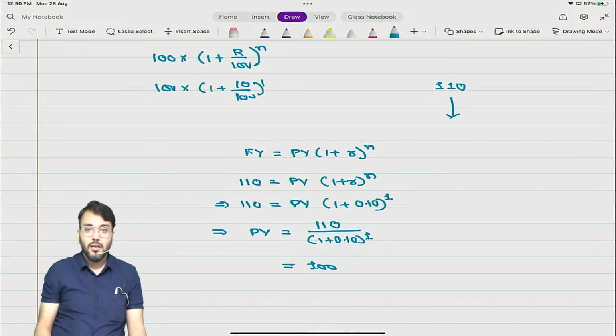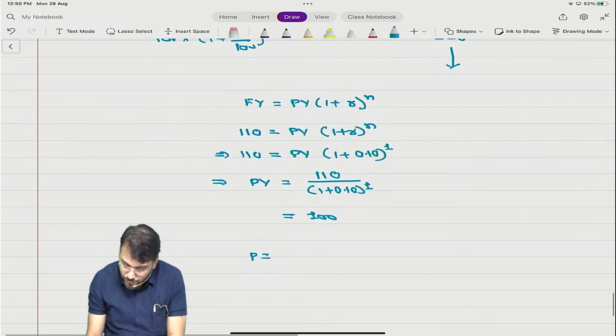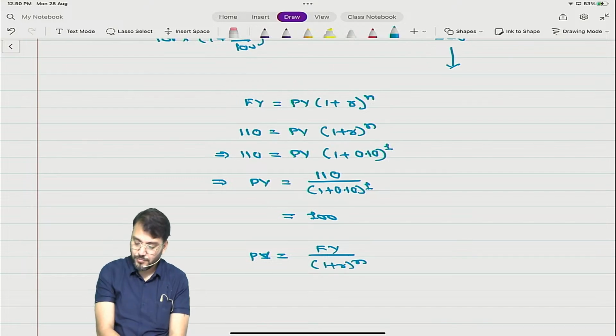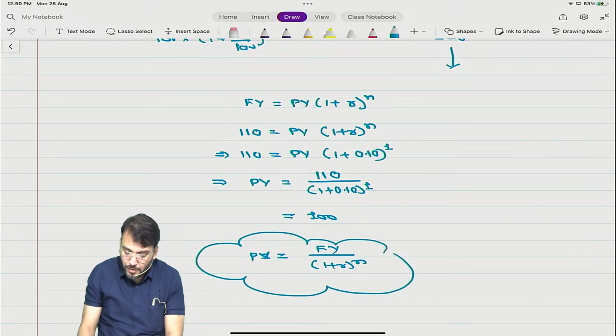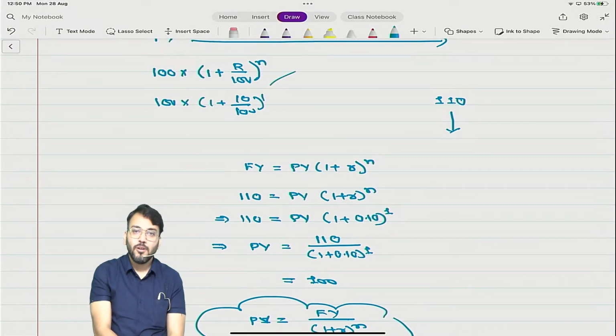Means this is the formula. Can the formula become what? Present value is equal to future value divided by 1 plus r to the power n. This is the formula. Means this formula has been derived from this formula only.